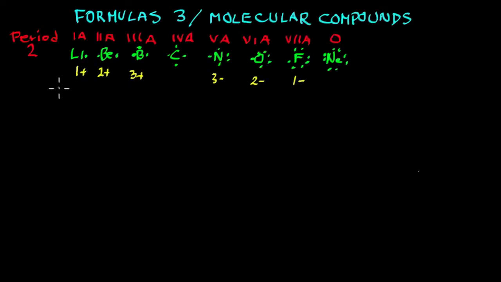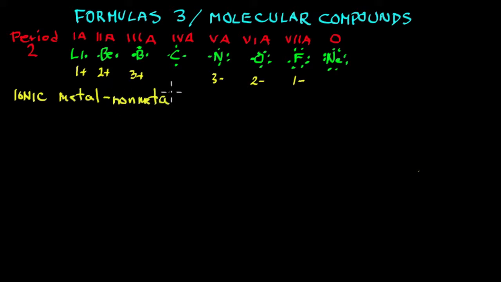This is called Formulas 3 session, and it's going to be on molecular compounds. To give a quick review, in the first couple of tapes, we talked about ionic compounds. And let's just quickly go over ionic. This is where you have metal ions, called cations, combining with nonmetal.